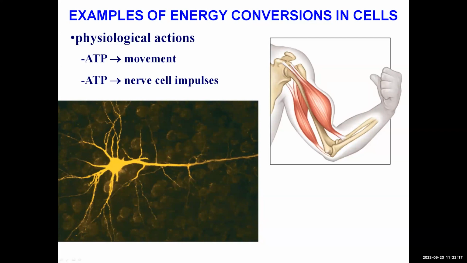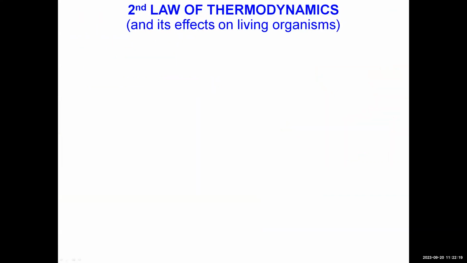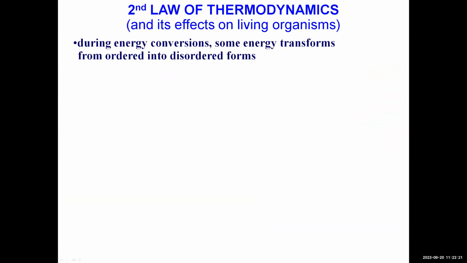The second law of thermodynamics states that during energy conversions, some energy is lost. Some energy transforms from what we call ordered into disordered.